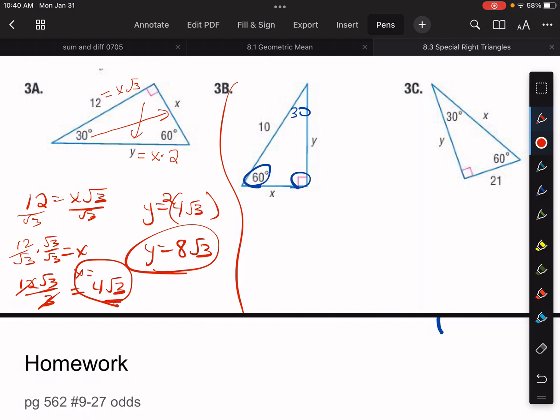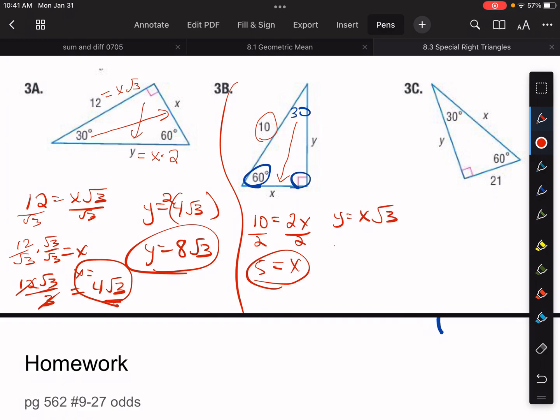So now, let's do the same thing with 3b. So across from the 30-degree angle, that's our 1, right? So that one's just x, which is nice. I know that my hypotenuse is going to be equal to 2 times that. So I can say, okay, so 10 is equal to 2x. And if I solve this, I would get x is equal to 5. And then I can say that my y value is equal to the square root of 3 times x. Okay, I know that x is equal to 5, so I can just plug that in. So I can say y is equal to 5 root 3, and I'm done.